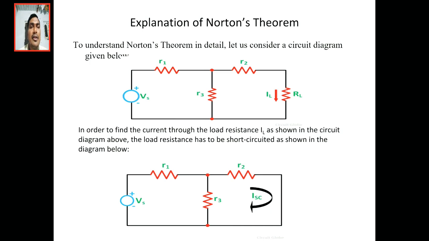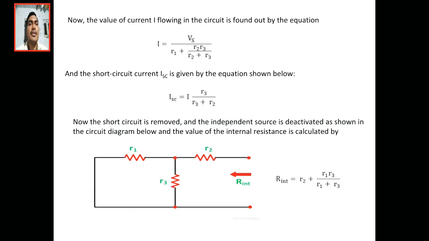R2 and R3 are in parallel, and R1 is in series with that combination. By that we can get the total current supplied from the supply voltage source. After finding the total current, we have to find the short circuit current, which means the current flowing through R2.